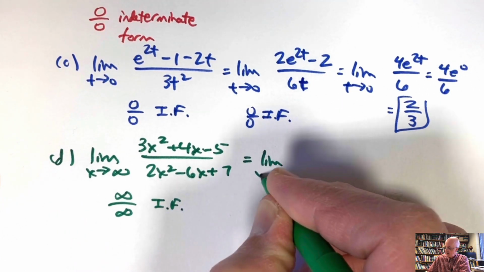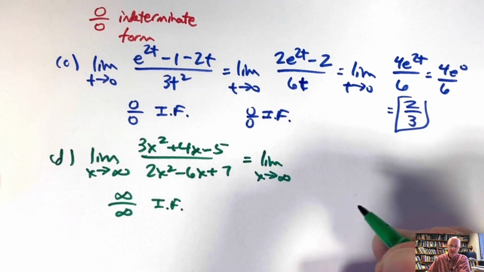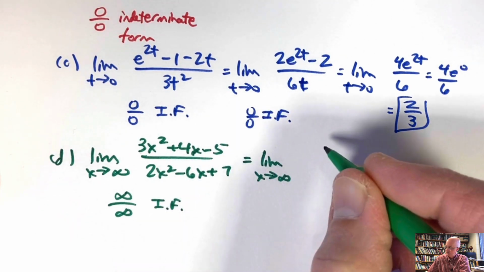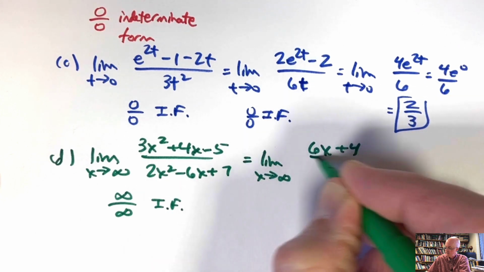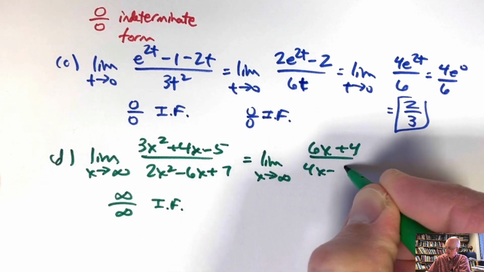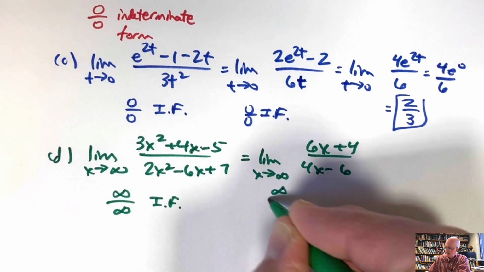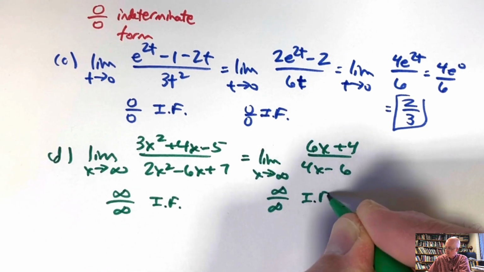But how do you apply L'Hopital's rule here? You, once again, take the derivative of the top and the bottom individually. The derivative of the top is 6x plus 4. The derivative of the bottom is 4x minus 6. This is still an infinity over infinity indeterminate form.